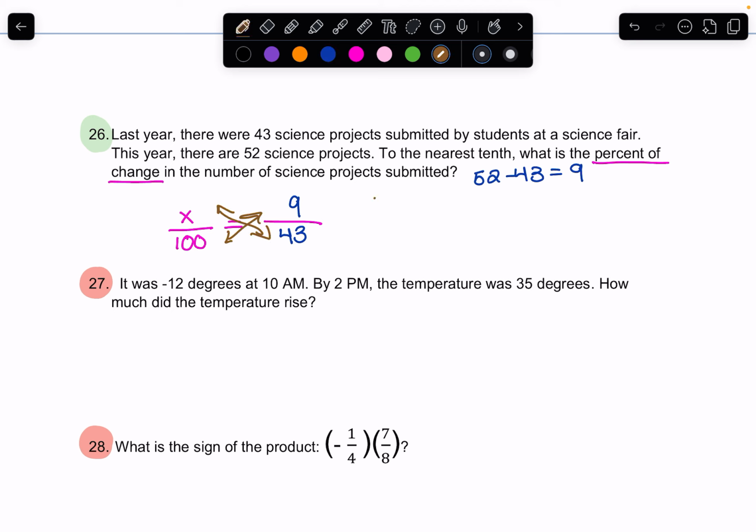Cross multiply, we get 43x equals 900. Divide both sides by 43. 900 divided by 43 gives me 20.93. I'm rounding to the nearest tenth. 9 is in the tenths spot. We look next door. 4 or less, we let it rest. So this would be about a 20.9% increase.